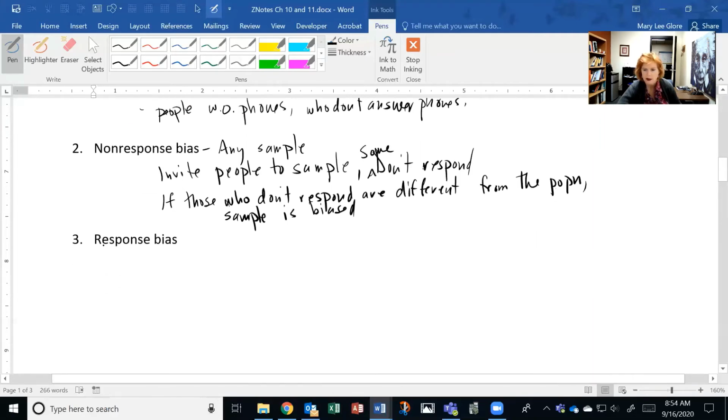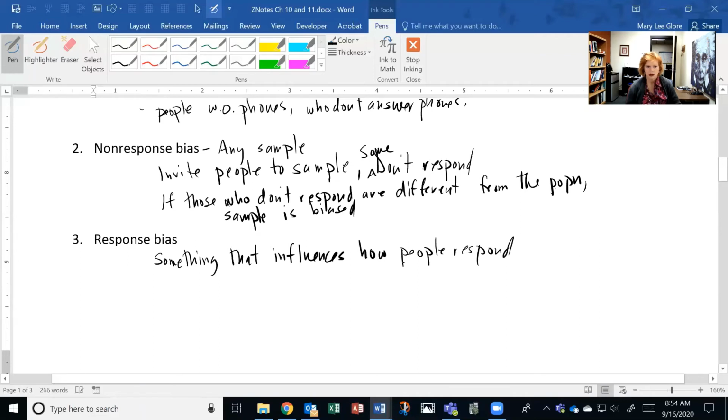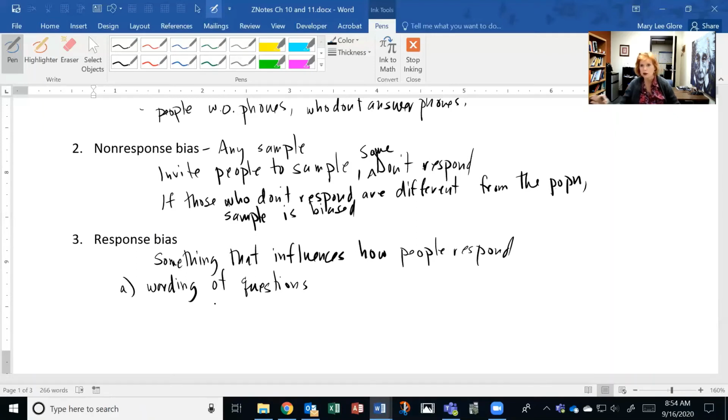Okay, response bias. This is something that happens when people respond. All right, so this is any kind of bias, something that can influence how people respond. Here are some examples. Let's say the wording of the questions. In fact, if you ask the same question but with different types of words, you're going to get a different proportion of people supporting something or against something.